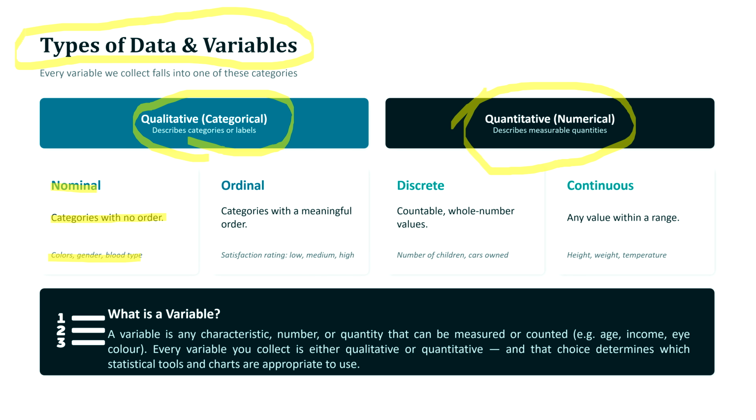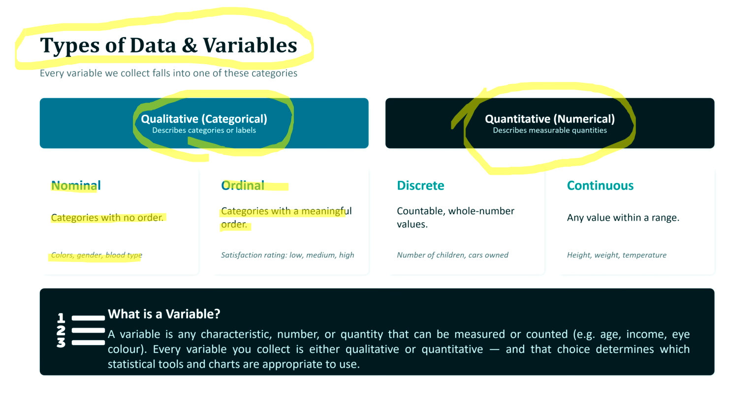Nominal deals with categories with no order, such as colors, gender, blood type, names only. Blood type means A, AB, O, or something like that. And in the case of ordinal, there is some order, such as a satisfactory rating, low, medium, high. The range of possibilities: low, medium, high. So like this. Okay.